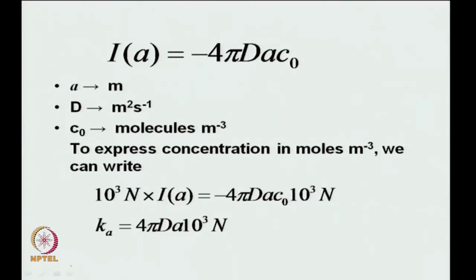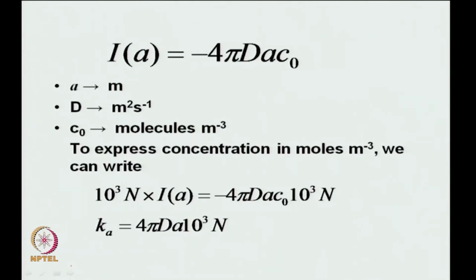10 to the power 3, which is the liter to meter cube conversion, right, times n. What is n? The Avogadro number times I of A gives you the equation, right. So, you are just multiplying 1000 n with I of A, right. Then K of A becomes 4 pi d times A times 1000 or 10 to the power 3 times n.